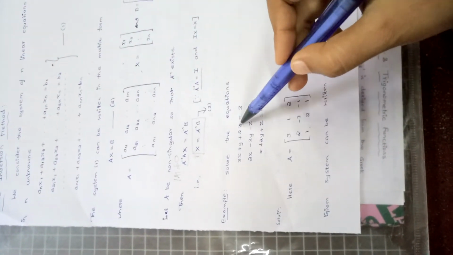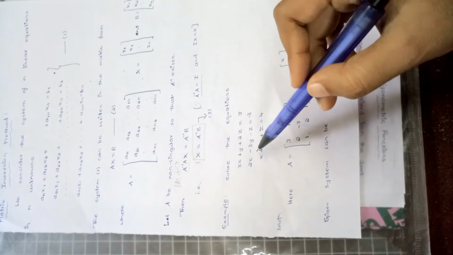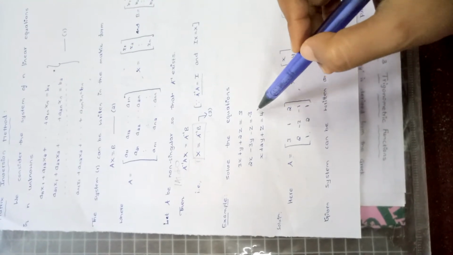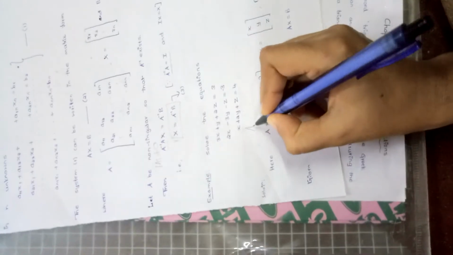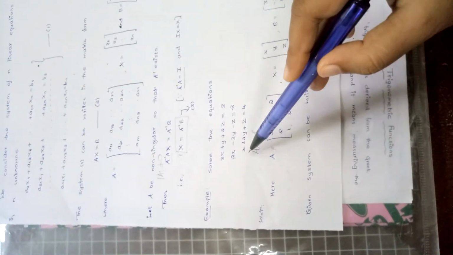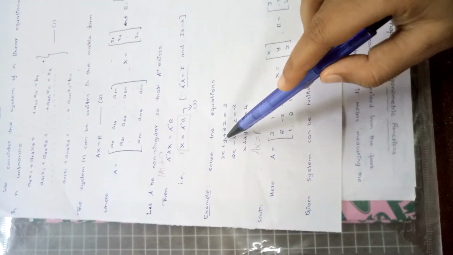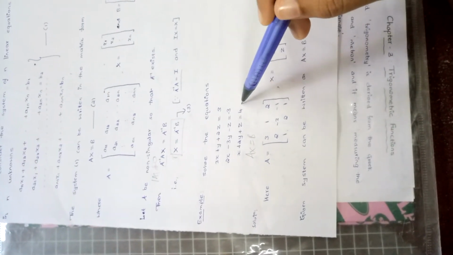Now consider an example: 3x plus y plus 2z is 3, 2x minus 3y minus z is minus 3, x plus 2y plus z is equal to 4. Now we can write this system in the form Ax is equal to B. So A is equal to 3, 1, 2; 2, minus 3, minus 1; 1, 2, 1. X, the unknowns, are x, y and z, and B is 3, minus 3, 4.